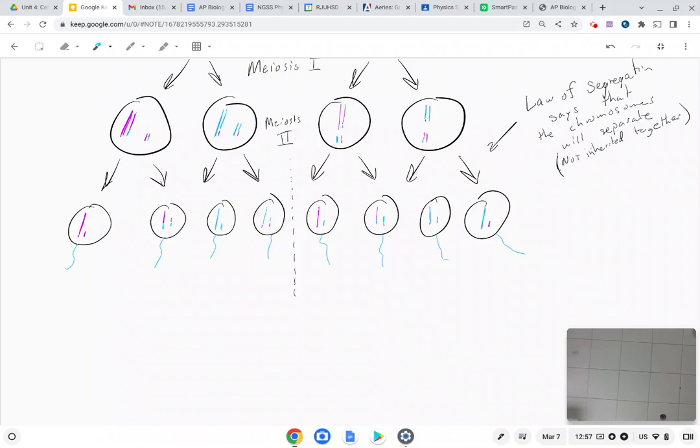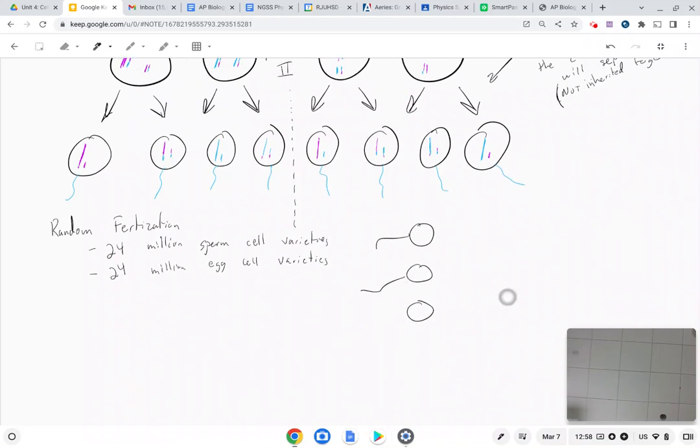Last thing we're going to draw is just a simple depiction. This is really going to be quick and easy. We're pretty much done here. But the last source of variation is called random fertilization. Because now, let's just say that you've got 24 million sperm cell varieties. How many egg cell varieties would you have? 24 million, right? So, how many different combinations of sperm and egg cell varieties then do you have?